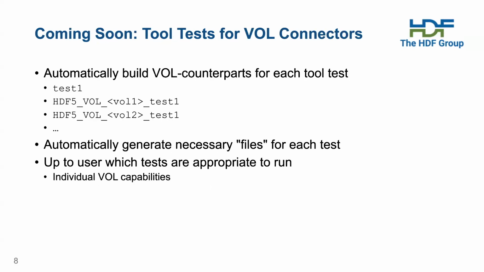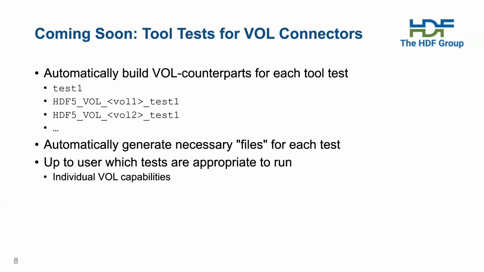And now what actually motivated most of these changes, what spurred the initial investigation into how all this tool testing is done, is implementing tool tests for VOL connectors. So what this will be is that when the user loads their connector at build time and sets it up, when tool tests are generated, the library will automatically build and generate VOL counterparts for each of the tool tests. So if you have test 1, it will generate a counterpart of test 1 for each loaded VOL connector. And additionally, it will also generate the necessary files, or files in quotes, for each of those tests.